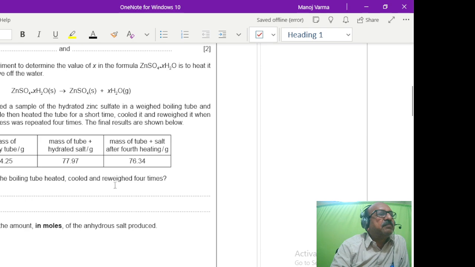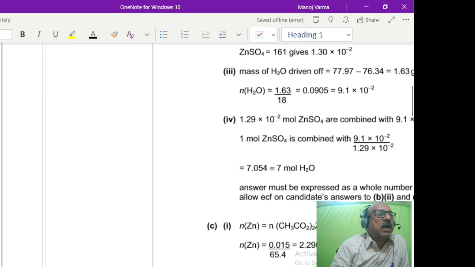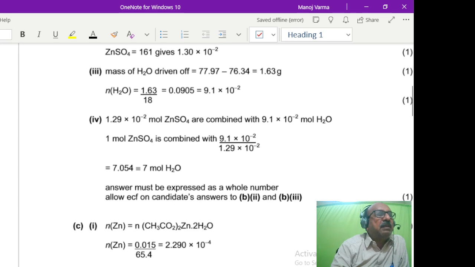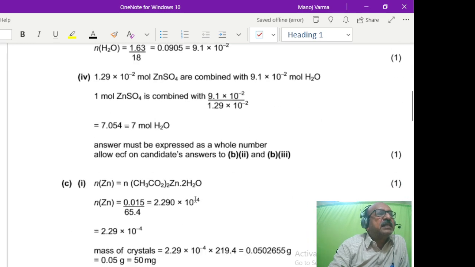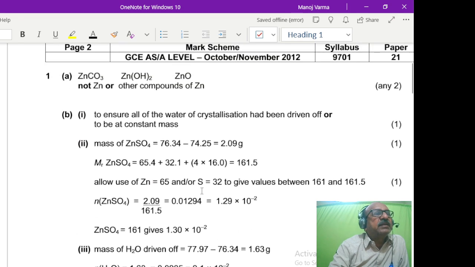So what is the purpose of doing it 4 times? So what is your guess? Obviously, it is being heated and cooled 4 times just to make sure that all the water has been removed, because if you heat it less number of times, maybe some water is still there and therefore you are not getting the anhydrous salt.